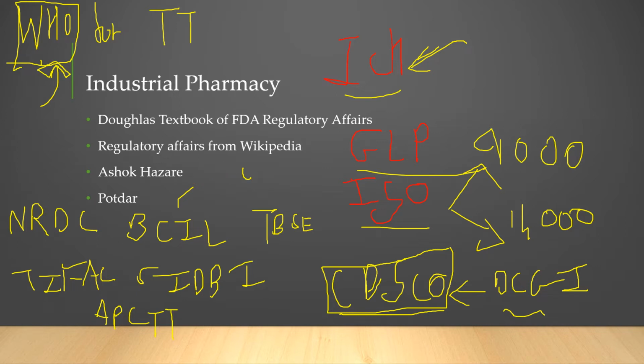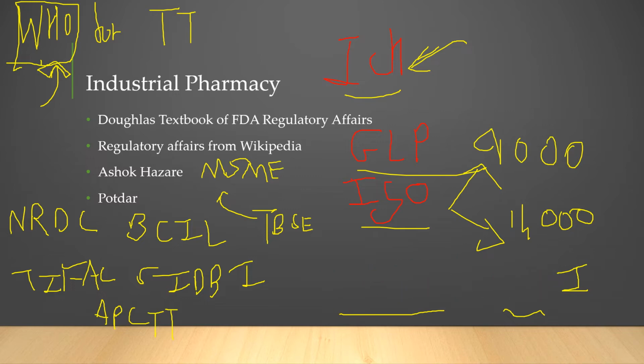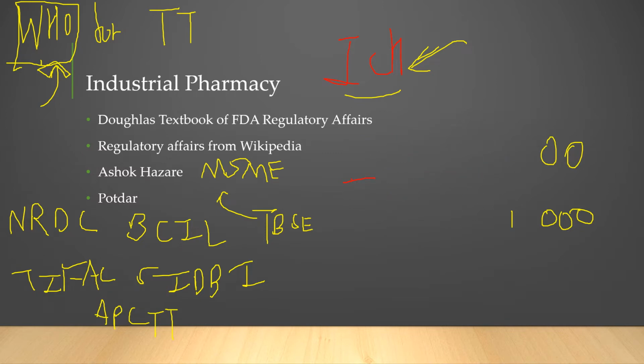BCIL stands for Biotech Consortium India Limited. TBSE, Technology Bureau for Small Enterprises. That is for MSME. Now, what is this MSME? Micro, small, and medium enterprises. So there are certain enterprises that are available in different scales, whether it be micro scale, small scale, medium scale. So TBSE provides these funds and collaborations for all the scales.